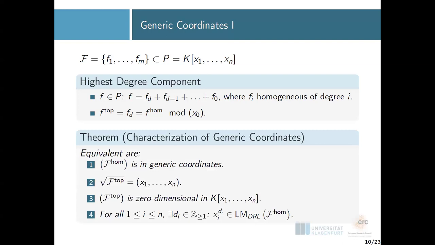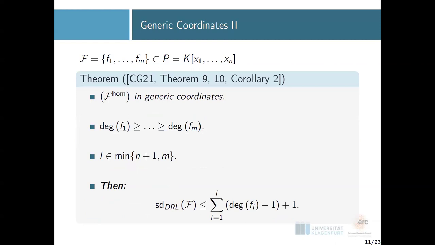And then the following are equivalent. The homogenization of a polynomial system is in generic coordinates if and only if the system of highest degree components has just a single solution, the point zero. Yeah. And if you are in generic coordinates, then you have a proven upper bound on the solving degree of a polynomial system, which only depends on the degree and the number of variables in the system. And this inequality at the bottom is known as the Macaulay bound.